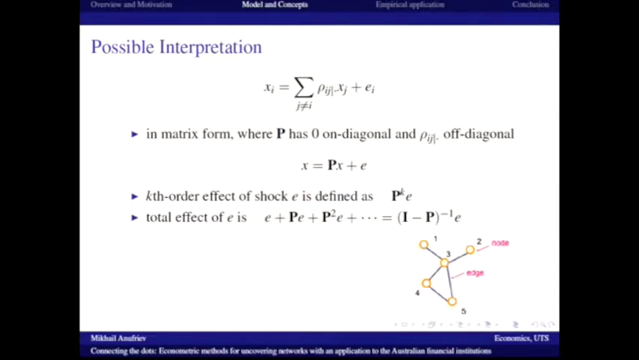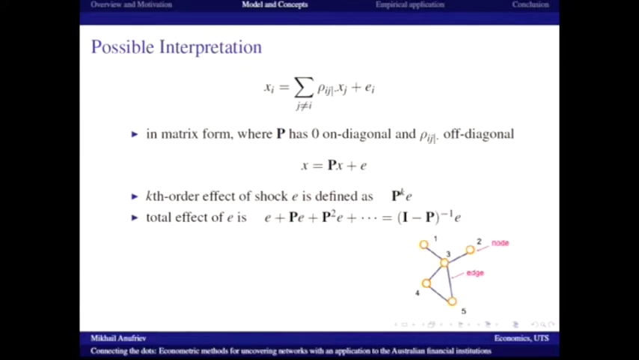So imagine that initially all the variables were in mean, and then E, which you may think of as a shock, hit the system. Well, actually, maybe you just observed that there was something with the variables, and you think that it was a shock which caused this. Okay, so of course, then P times E would be the first effect of this shock.